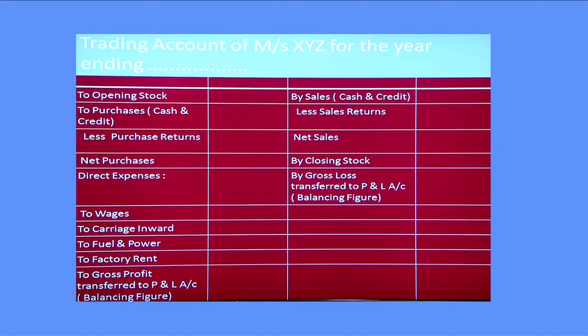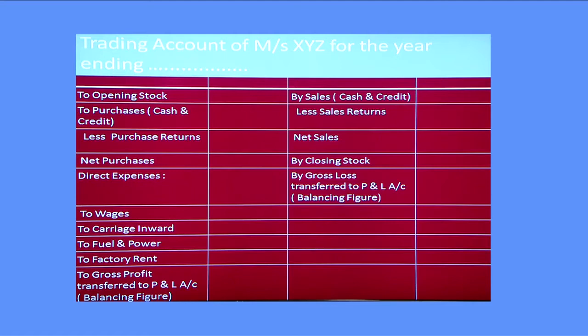On the left hand side, as a first item, you have to write the opening stock. The stock which is there at the beginning of the accounting year can be called the opening stock. And on the debit side, you have to write as a second item purchases. It includes both cash purchases and credit purchases. From there, you have to deduct the purchase returns. Now, what you will get is the net purchases.